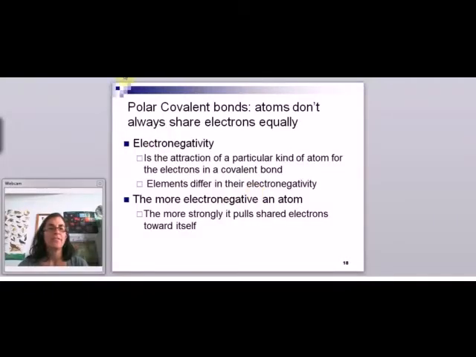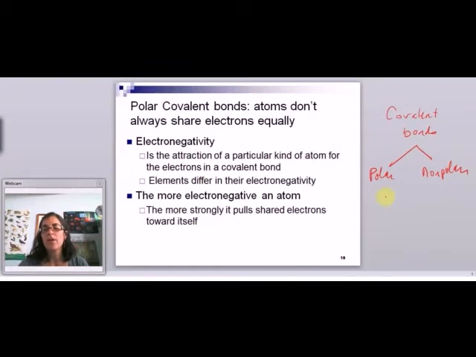Covalent bonds come in different flavors, if you will. Let me make the broad category of covalent bonds, and they can really be separated into two types, either polar covalent bonds or nonpolar covalent bonds. To understand the difference between polar and nonpolar covalent bonds, we have to talk about electronegativity.